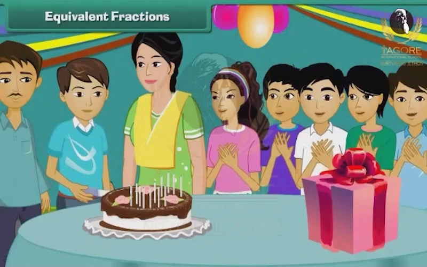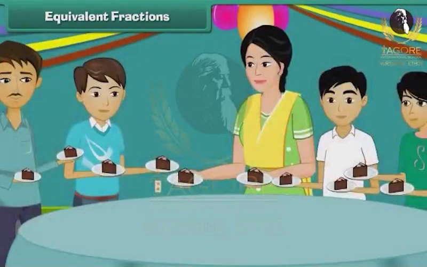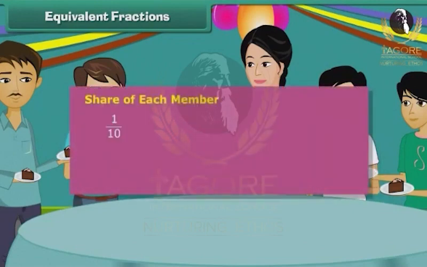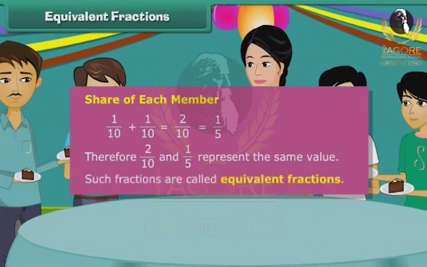Equivalent fractions. Let us take a second look at Rishabh's birthday cake. It is divided into 10 equal parts. Suppose none of Rishabh's friends is interested in the cake. Hence, Rishabh offers 2 pieces of the cake to each member of his family. Each member gets 1/10 plus 1/10. That is equal to 2/10th of the cake, which is the same as 1/5 of the cake. Therefore, 2/10 and 1/5 represent the same value. Such fractions are called equivalent fractions.